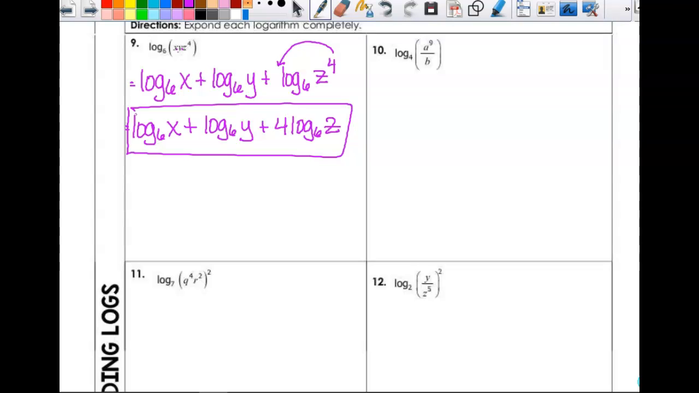All right. Number 10. Now again, that 9, it's only on the A, it's not on the whole thing, or we would handle it differently. So basically I just have the log of 2 things that are being divided, so I can change that to subtraction. Get log base 4 of A to the 9th minus log base 4 of B. Can I do another step? Yep, got to pull that 9 out in front, right? So this becomes 9 times log base 4 of A minus log base 4 of B.